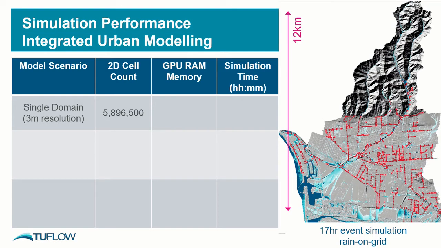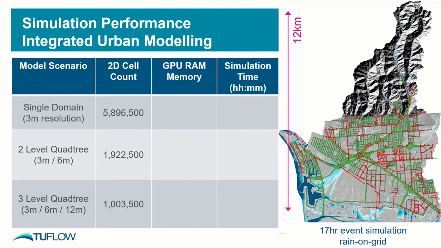The model area was 12 kilometers by 10 kilometers in area. The event that we ran had a 17-hour duration, and the approach that we adopted was rain on grid, where water is applied to every single 2D cell in the model. This model also had in the order of 3,500 1D pipes, so it had the whole stormwater network in it as well. At a 3 meter cell resolution, it had in the order of 6 million cells.